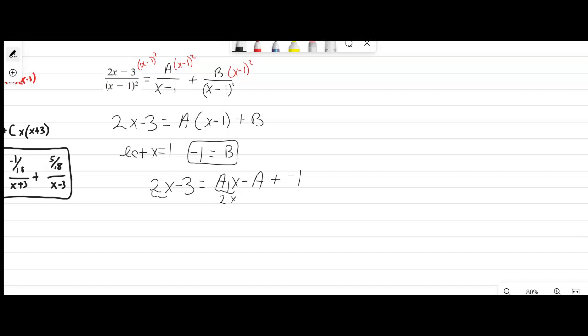And therefore, we now know what a equals. Negative 2 plus negative 1 indeed is negative 3. So we know that a is 2. And we get to go finish our problem and say the answer to this question is a over x minus 1 plus b, which is negative 1, over x minus 1 squared.